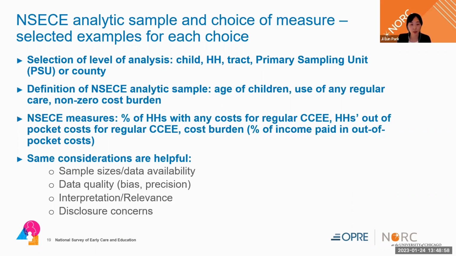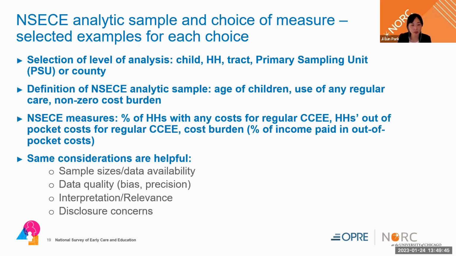But you might want to think a little bit about restricting the analytic sample by age of the children. For example, are you interested in the childcare costs of children attending schools? Or are you interested in childcare costs of younger children? Are you only interested in households that use any regular care? And in your analytic sample, are you going to include households that have non-zero cost burden? So these are the kind of questions that you want to ask yourself when you think about the NSECE analytic sample and the choice of measure.